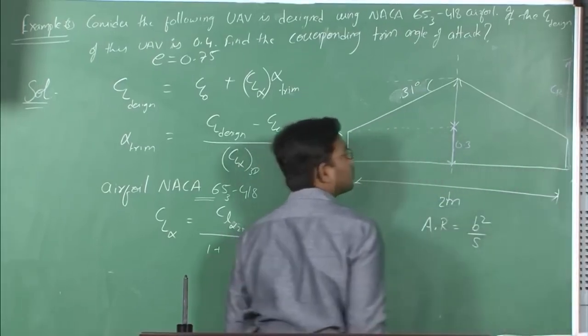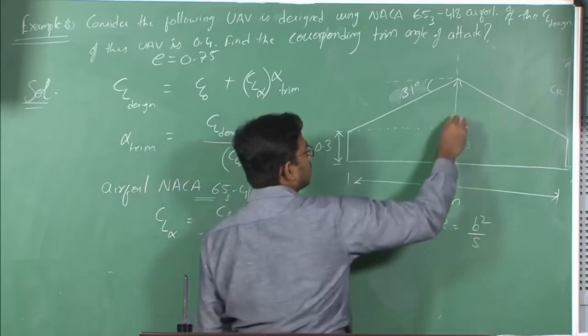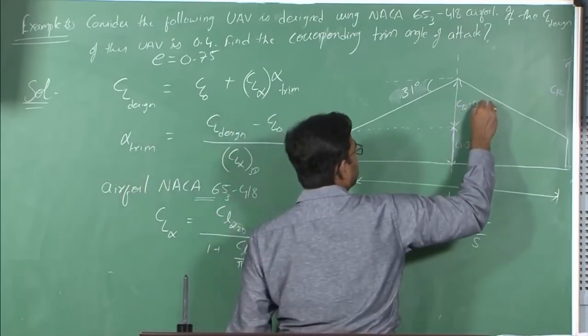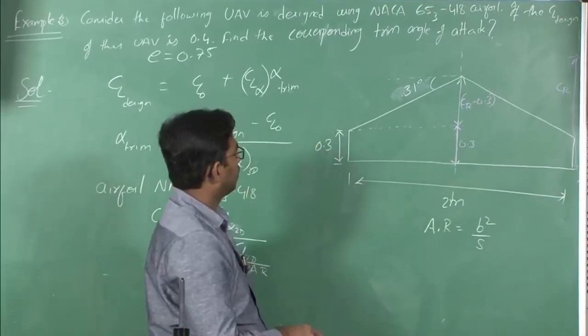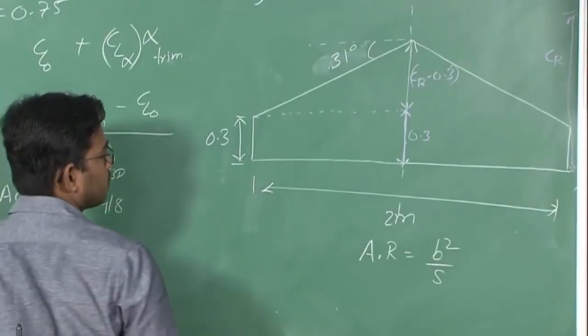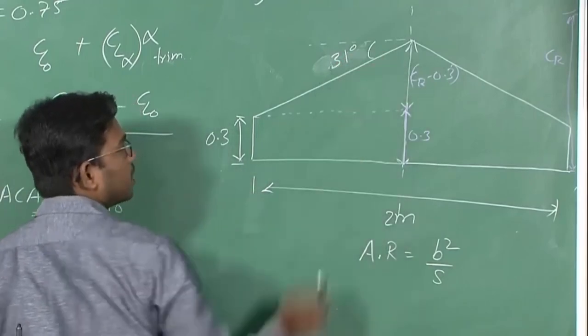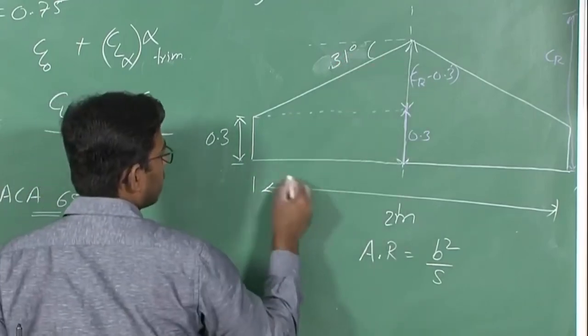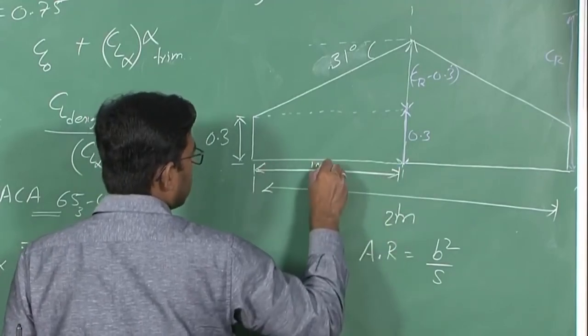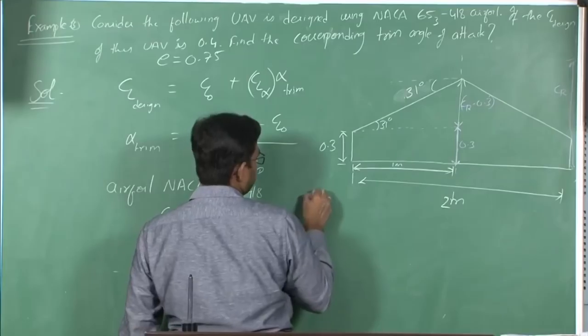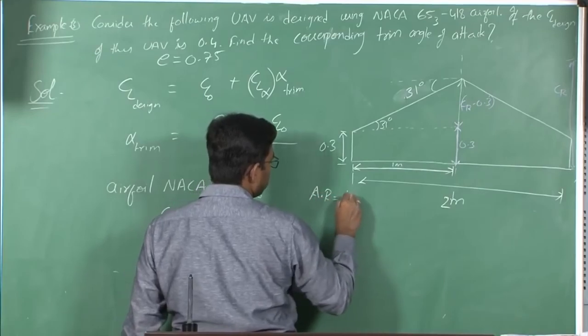The entire chord at the root is CR, so this is like CR minus 0.3. Now, I know the leading edge sweep is 31 degrees, and I know the span here, which is 1 meter. We know the aspect ratio is equal to B square by S.